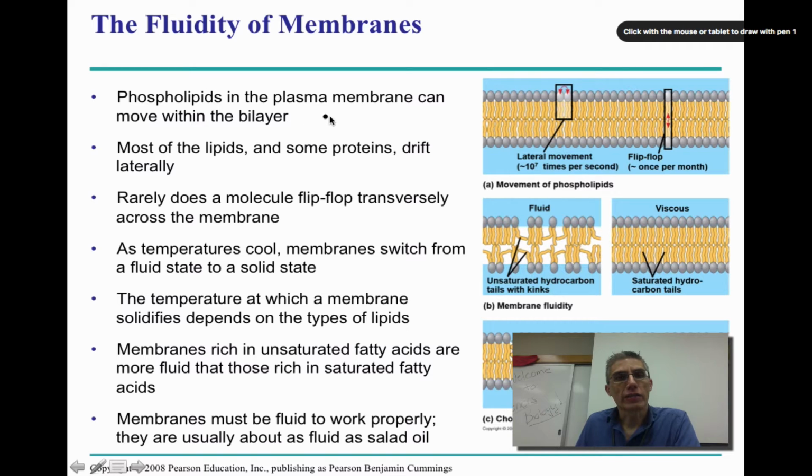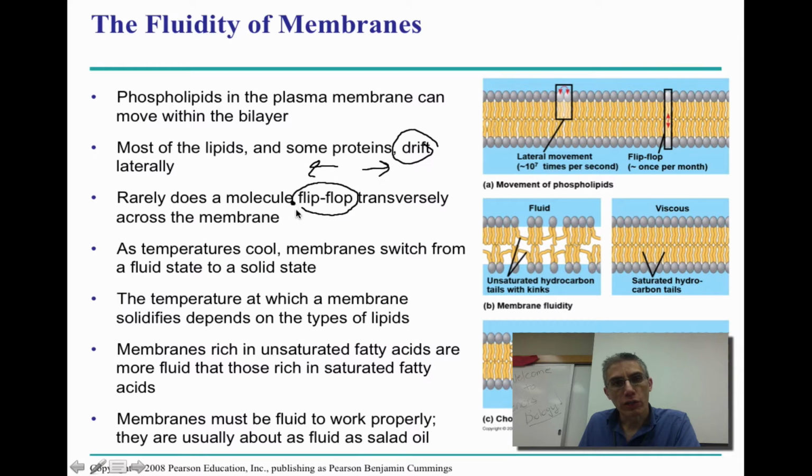Now again, the phospholipid bilayer, the plasma membrane in general, is considered to be very fluid. It says that the phospholipids in the membrane can actually move within the bilayer. Most of the lipids and some of the proteins will drift laterally, so this is going to mean that they're going to move this way and this way within that layer. Very rarely is the molecule going to flip-flop transversely across the membrane. So in other words, sort of turn itself upside down.